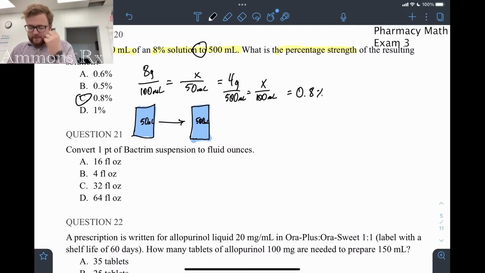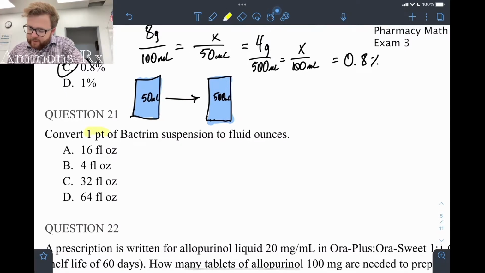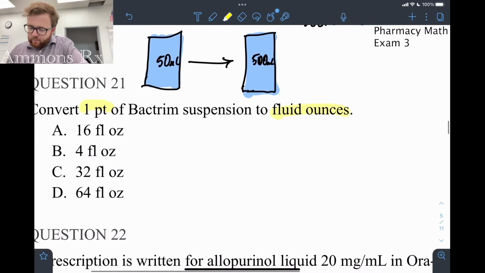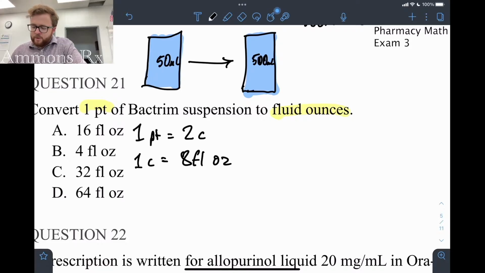Convert 1 pint of Bactrim suspension to fluid ounces. So we're going from pints to ounces. Once again, 1 pint is equal to how many cups? 2 cups. 1 cup is equal to 8 ounces. Okay. So 1 pint is 2 cups. Each of those cups has 8 ounces in it, so it's just 2 times 8.